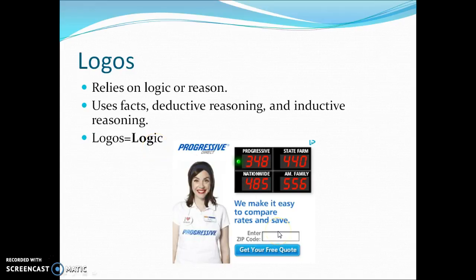And here we have an ad that is an example of logos. Because you can see they're trying to use facts to convince us to buy their insurance. They're trying to show that, hey, we have the lowest rates compared to State Farm, Nationwide, and American Family. So you should totally get our product because we're using facts.